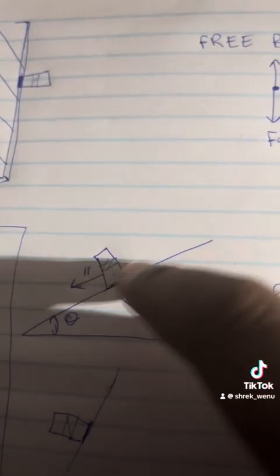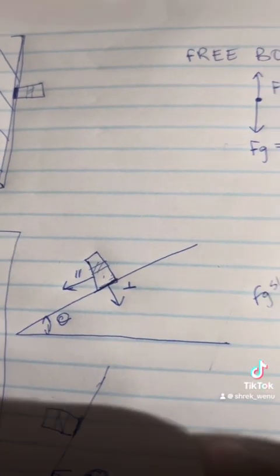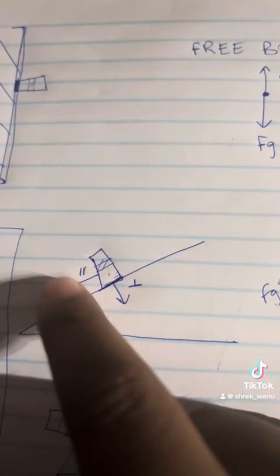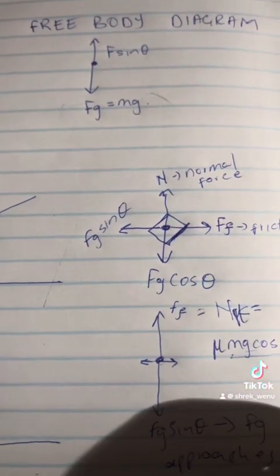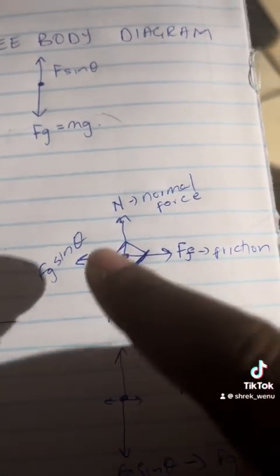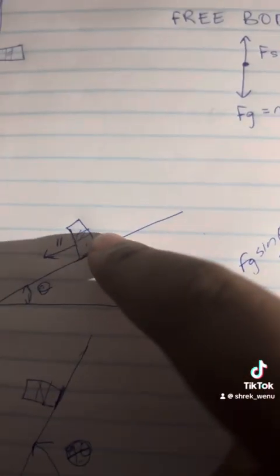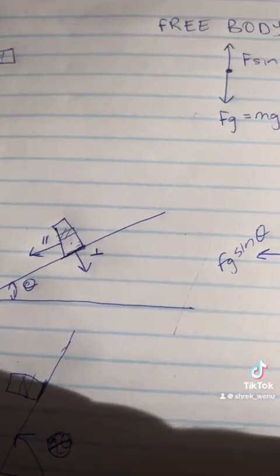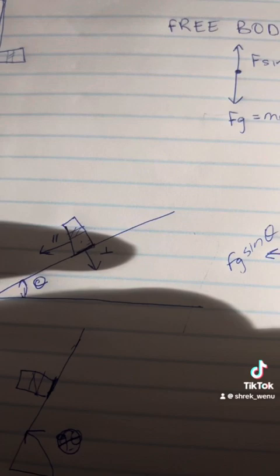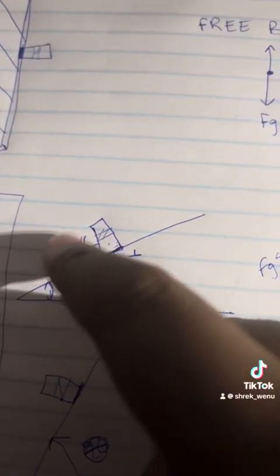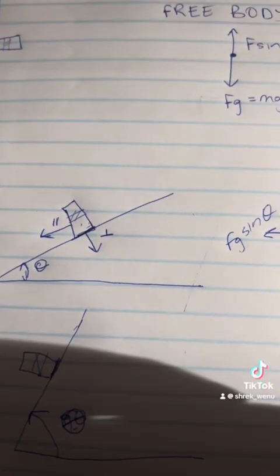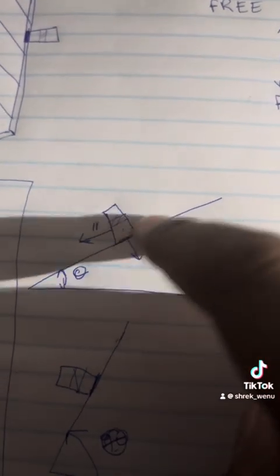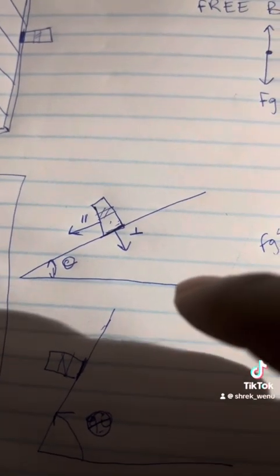Which gives this object two components of the force of gravity, the perpendicular component and the parallel component. The parallel component has sine theta and the perpendicular component has cos theta. So the free body diagram looks something like this. You have the normal force, acting perpendicularly upwards like that, and then you have the perpendicular component of the force of gravity, and the parallel component of the force of gravity, and then you have the force of friction caused by the inclined wall. And all of these forces are balanced because this object is not moving.